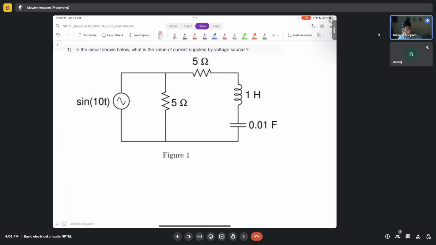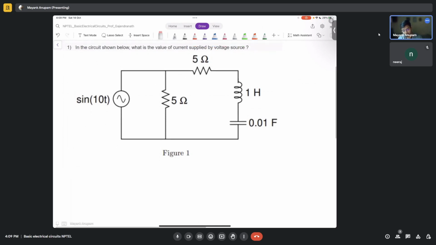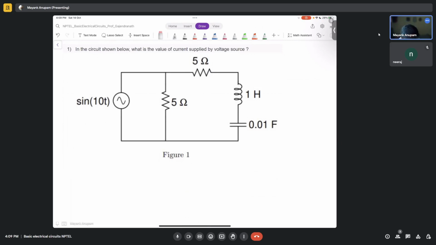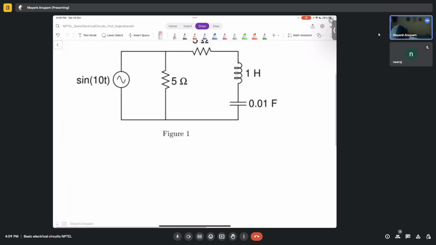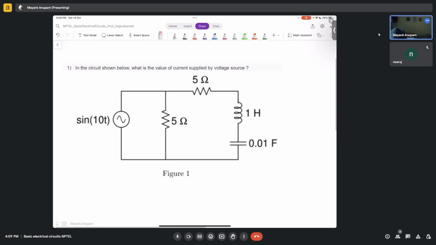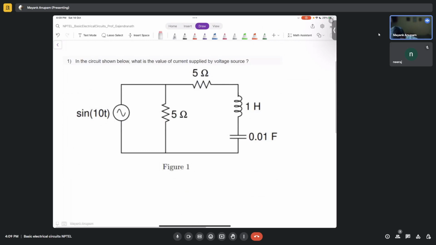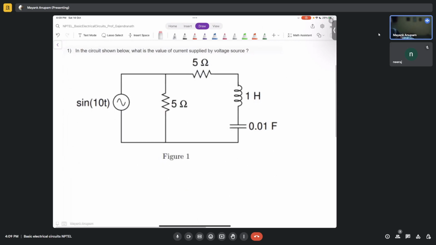But an easier way, and the way that we learned in week 12, is to convert everything in terms of phasors, to write everything in terms of phasors, and then try to understand what the current is. So let's do that. In terms of phasors, what do we do first? How do we write a phasor for this source here? We replace it by its equivalent phasor.